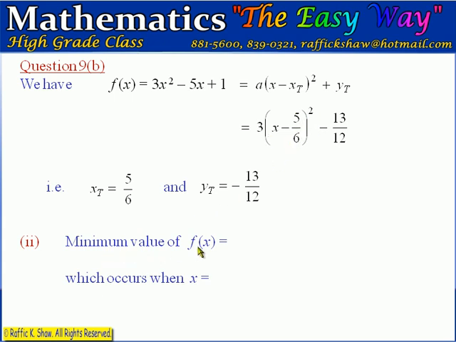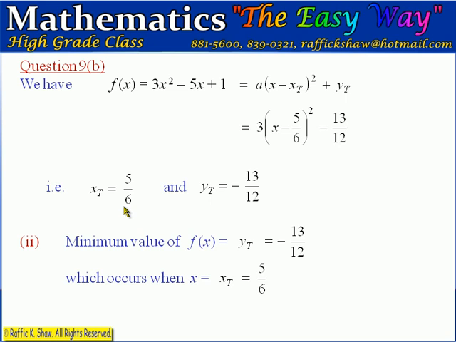And so the minimum value of f of x is the yt value that we calculated. That's the y value at the turning point, the minimum turning point on the graph of this quadratic function. And so the minimum value of f of x is yt, which is negative 13 over 12. And this minimum value of f of x occurs when x is equal to the x value at the turning point. That's the xt value here, 5 divided by 6.